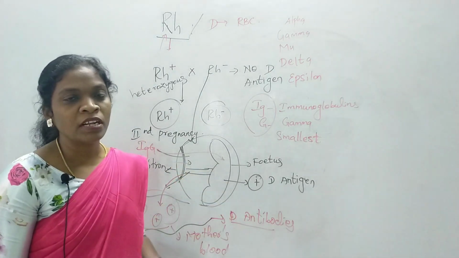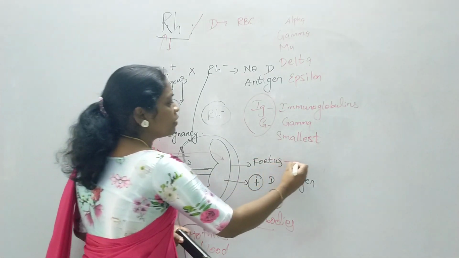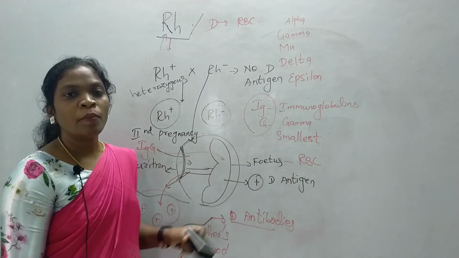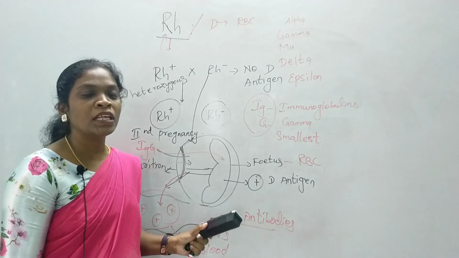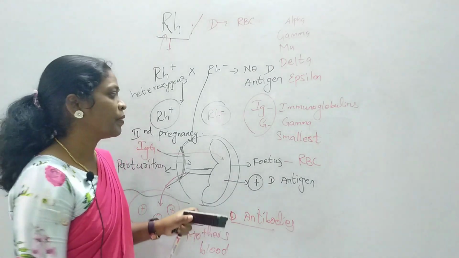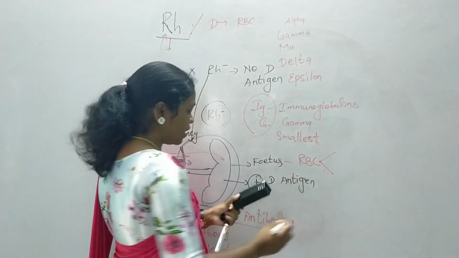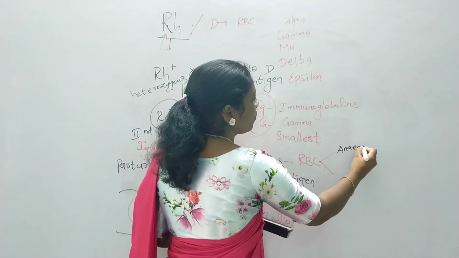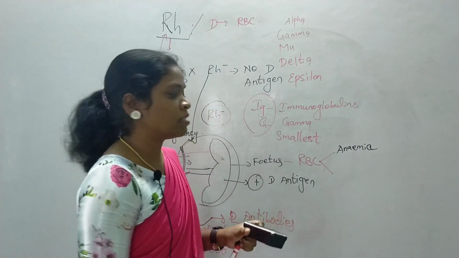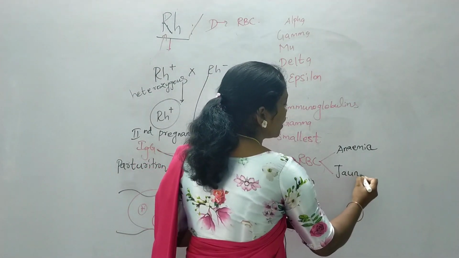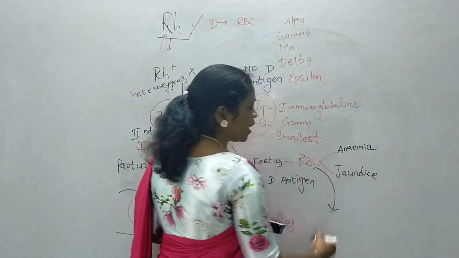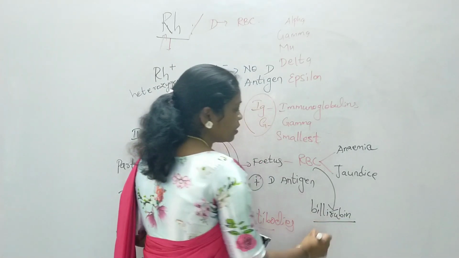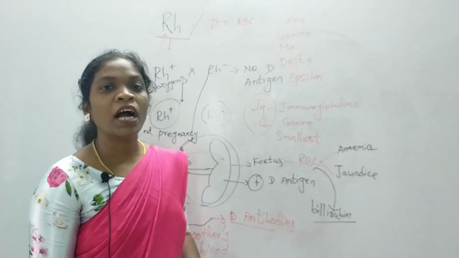If they enter the fetal circulation, they are going to destroy the fetal RBC. The RBCs of the fetus will be continuously destroyed by the D antibodies produced in the mother's bloodstream against the fetus. What happens here? If RBC is destroyed, it results in anemia. Anemia in the fetus. It also results in jaundice. Why does jaundice occur? When the RBC is continuously getting destroyed, it releases bilirubin. Bilirubin is a byproduct of RBC breakdown.